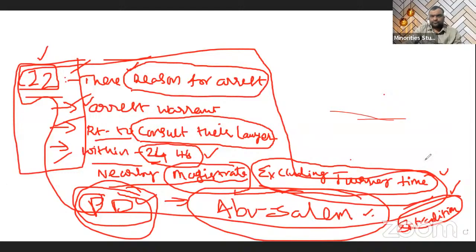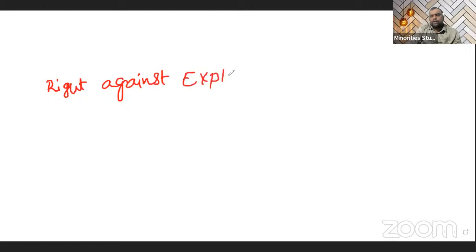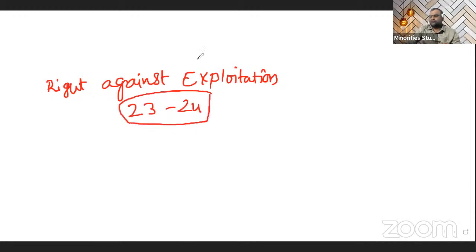Any questions? We'll move to Article 23 and Article 24. What are Article 23 and Article 24? The right against exploitation. These are Articles 23 and 24. Very, very important: the right against exploitation.